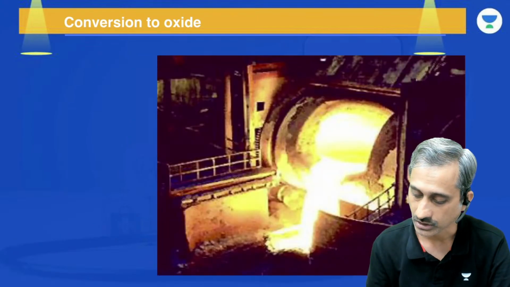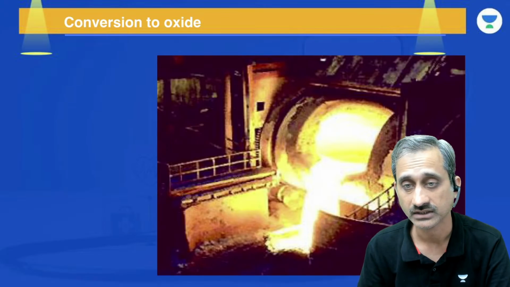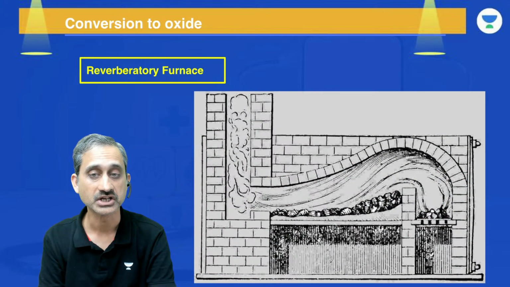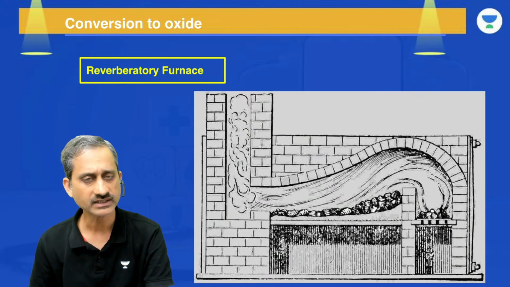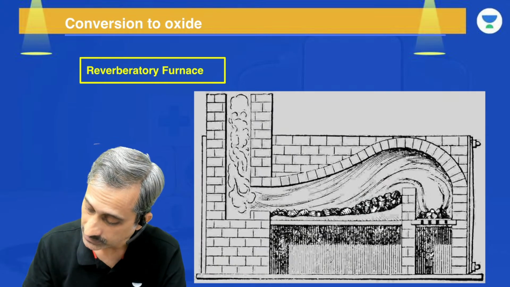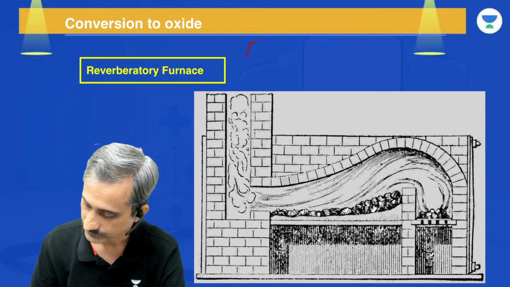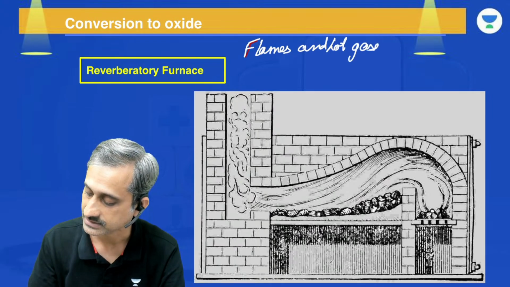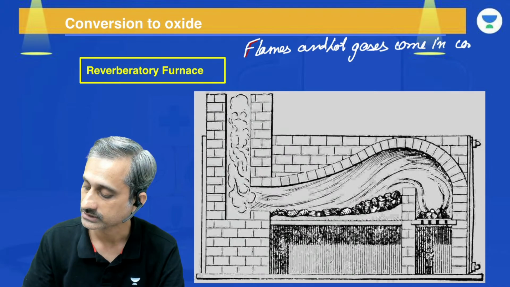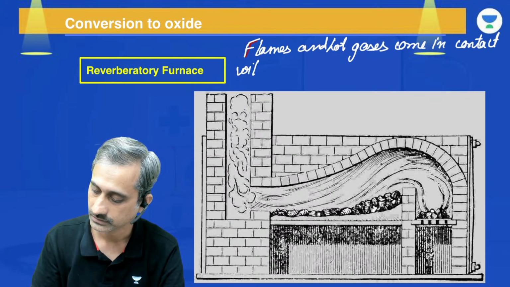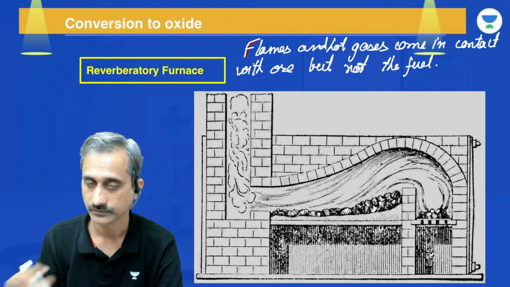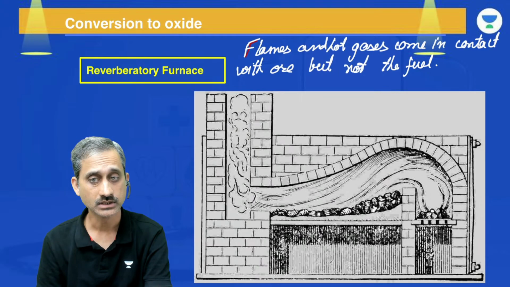And then we have the next thing called roasting. Now, this is what we have as the furnace. The furnace which is used for calcination as well as roasting is called the reverberatory furnace. The reverberatory furnace has a peculiar characteristic that the flames and hot gases come in contact with the ore but not the fuel. So fuel does not come in contact with the ore.